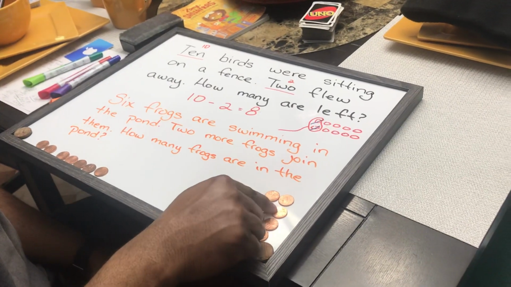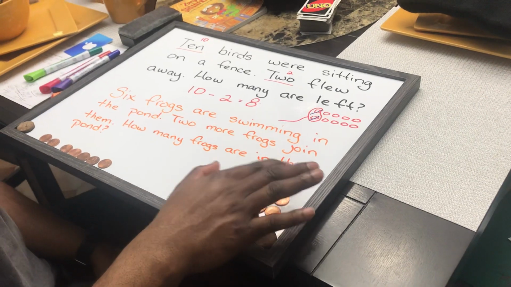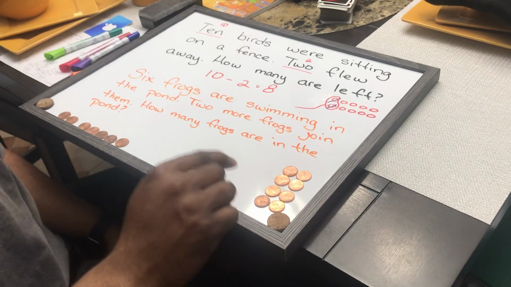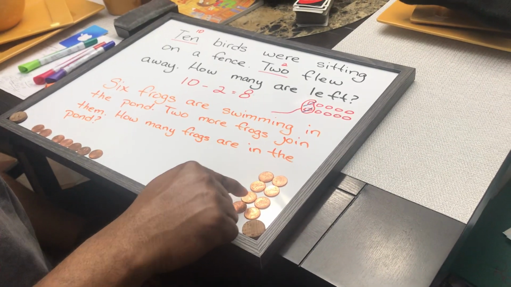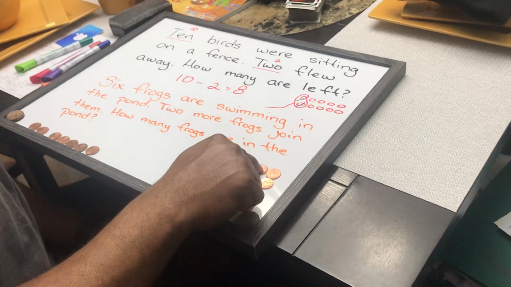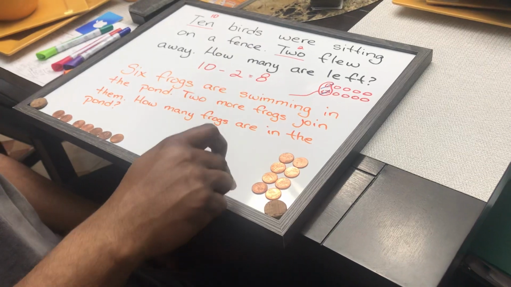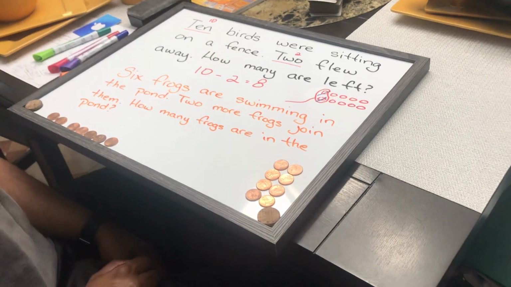2, 4, 6, 8. But listen, if you can't count by twos, don't sweat it. Listen, we're constantly working. So we're going to strengthen our numbers and we're going to strengthen our counting ability. So we're going to touch and we're going to say each number. 1, 2, 3, 4, 5, 6, 7, 8. So we have 8 total birds that are left, which guess what?